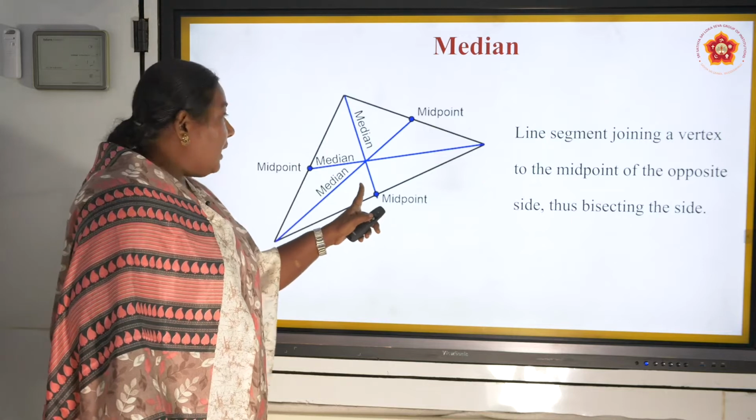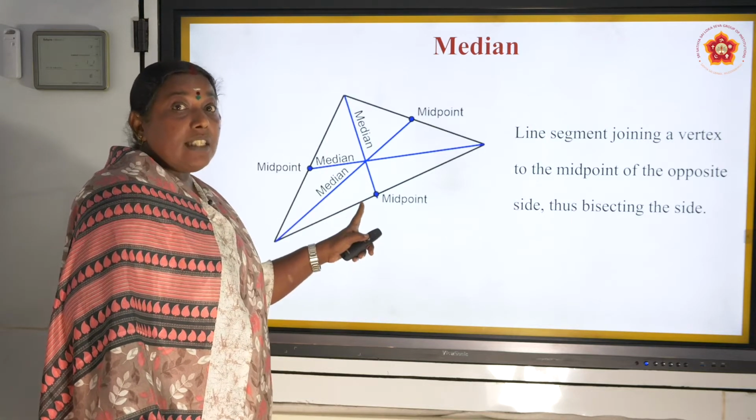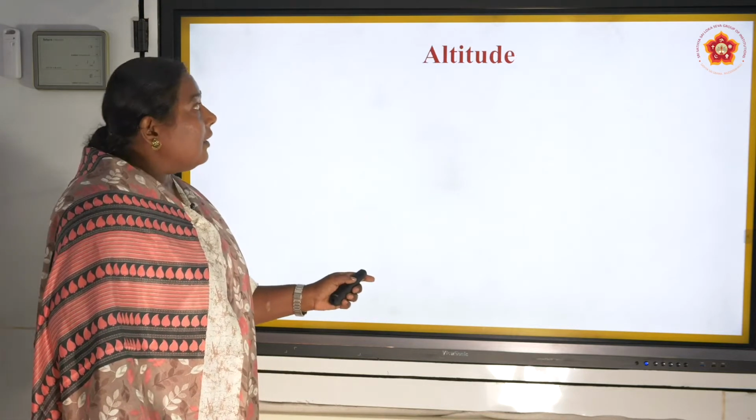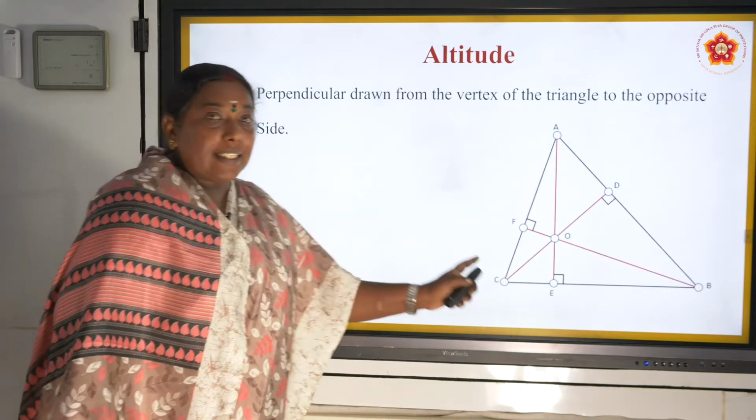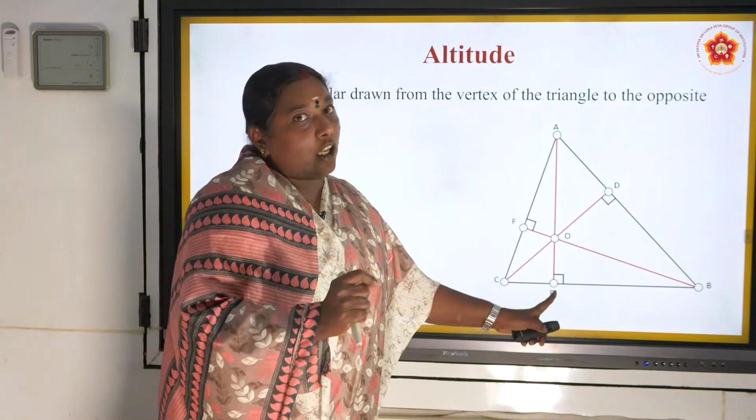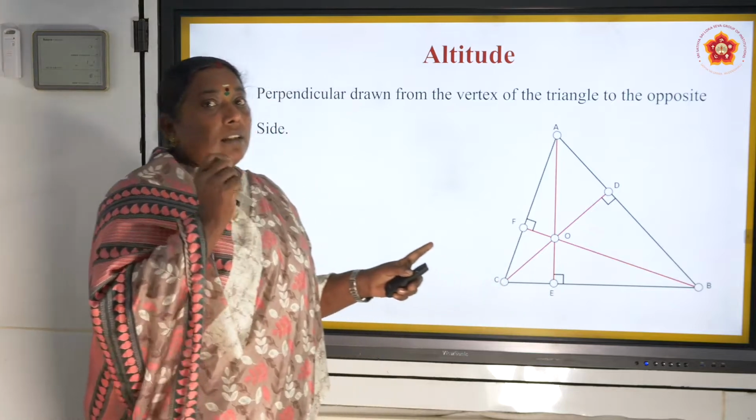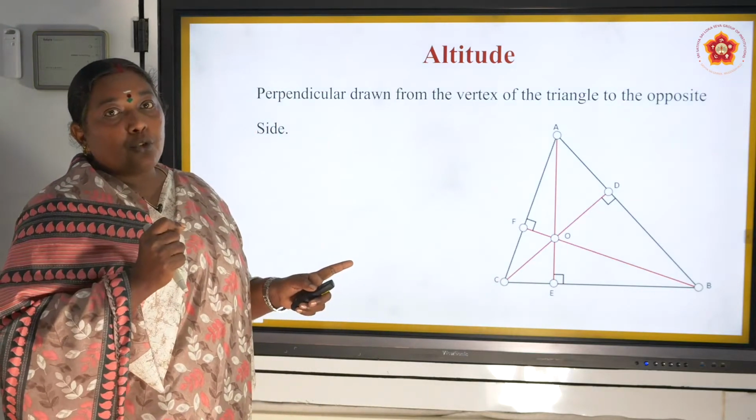Median will not have an angle of 90 degrees. It will meet in the midpoint. But altitude will meet the opposite side with the angle of 90 degrees. Be careful with the words median and altitude.